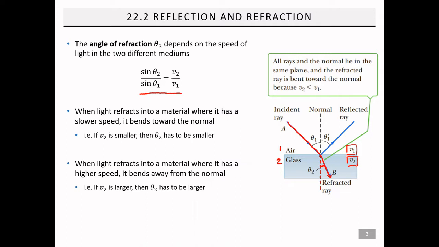And then this works in reverse too. If light refracts from a material where it's going slow into a material where it moves fast, then it has to bend away from the normal. So if we start with the light at B and it's moving upward, it's moving through glass where it's relatively slow. It passes into air where it's moving very fast, and it has to bend away from that normal line.